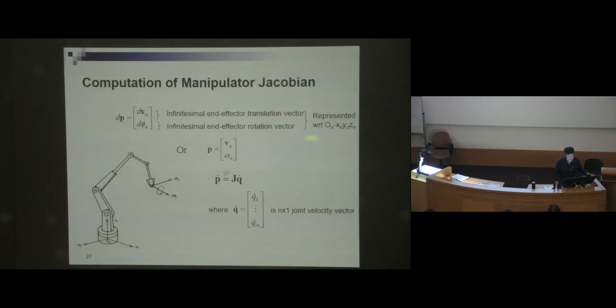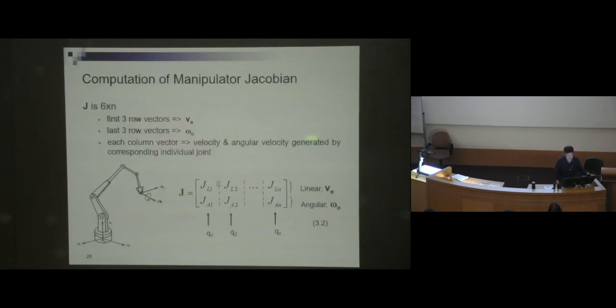They are related by this Jacobian matrix. This Jacobian matrix is known as the manipulator Jacobian. So if you look at the Jacobian matrix, it's actually structured very nicely, where every column is related to a single joint. So the first column is related to your joint q1. The second column q2, and your last column qn.